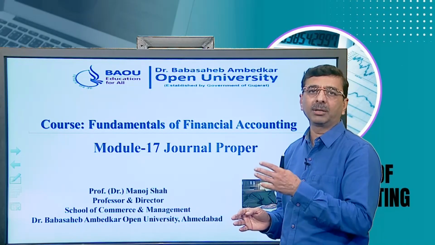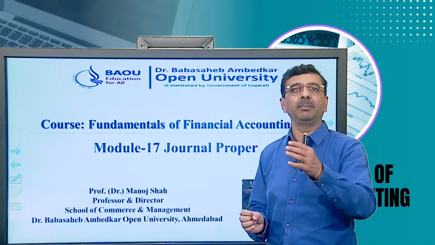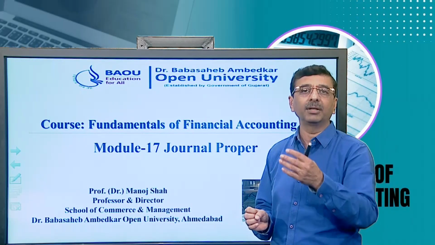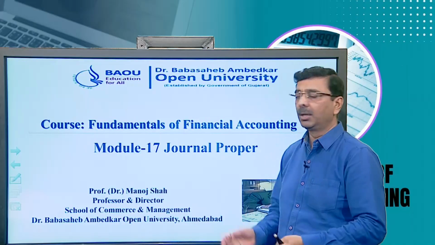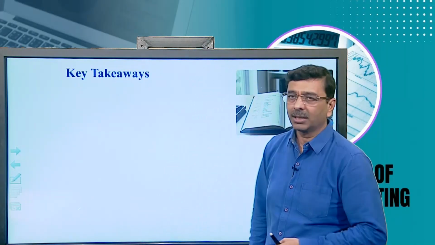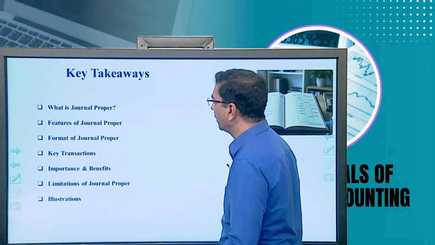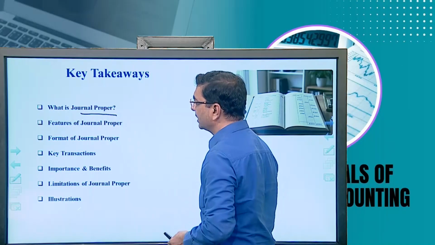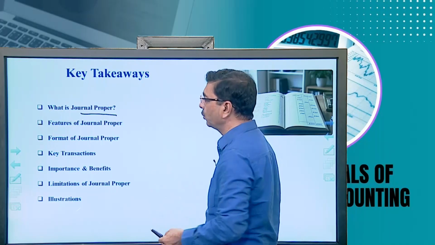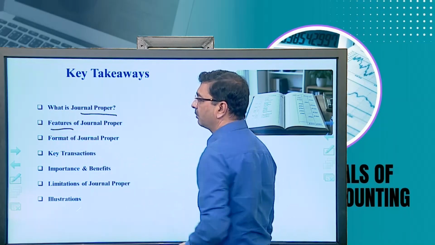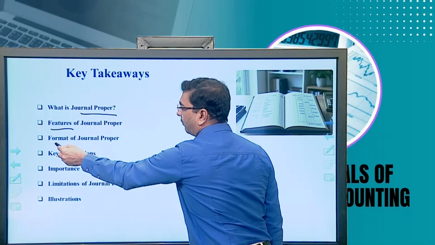So journal proper means the remaining transactions, other than those recorded in the subsidiary books, are recorded in the journal proper. Let us see the key takeaways in this particular chapter. What is journal proper? How does it show the importance of recording transactions? Then the features of journal proper, and then what is the format of journal proper.